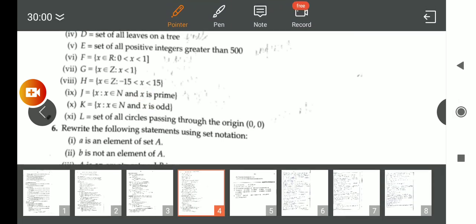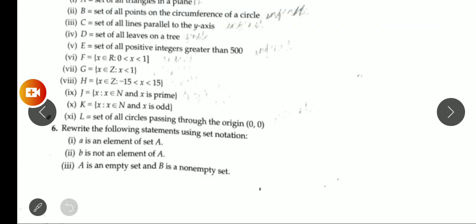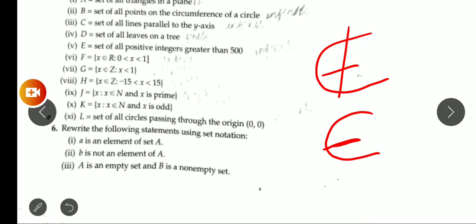This is your home assignment. Rewrite the following statement using set notation. Set notation: which is element. A is an element of a set A. The sign of element means here. This is the sign of element. Not elements, we can write here.